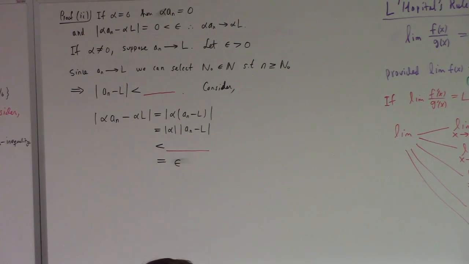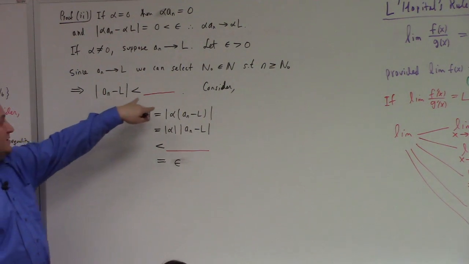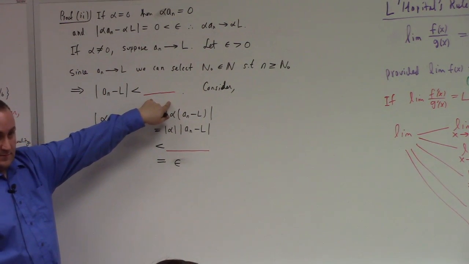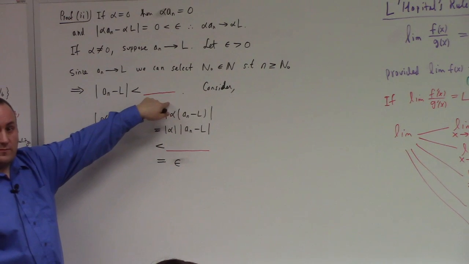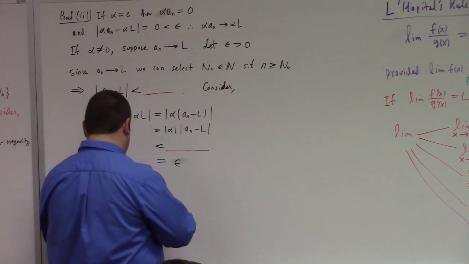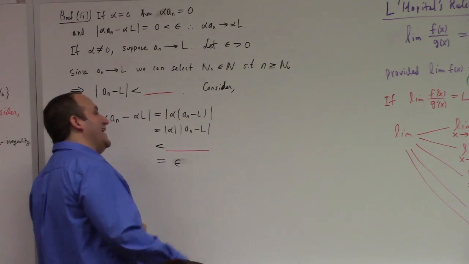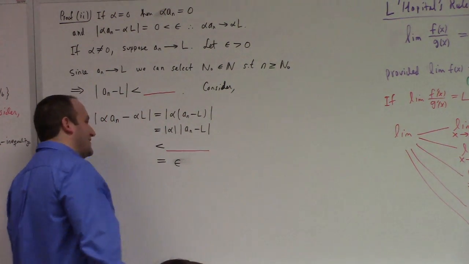Okay. Again, since a sub n goes to L, you can make this as small as you like. Right? How small do you want to make it? 0? You can't make it 0. You can make it not 0. 0 is you're too greedy. Any positive number, you can make it.